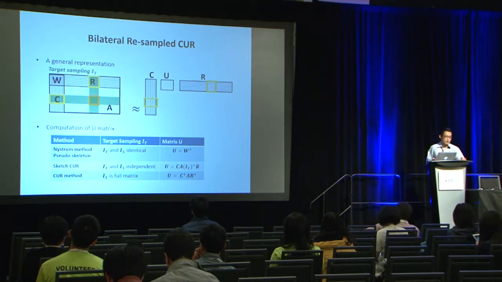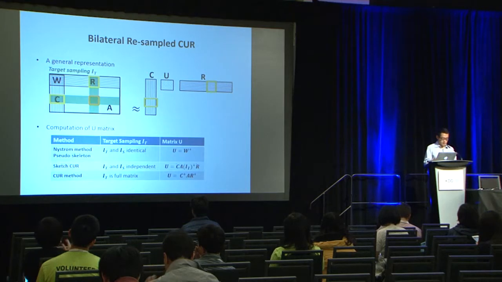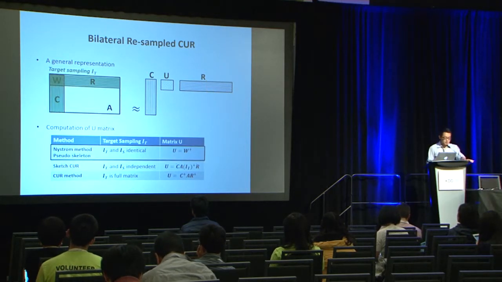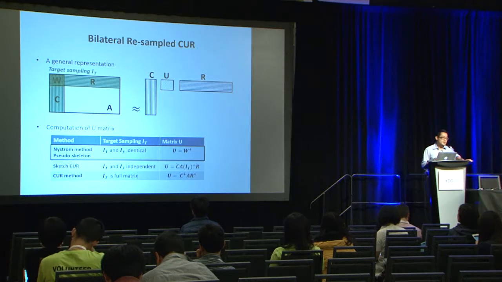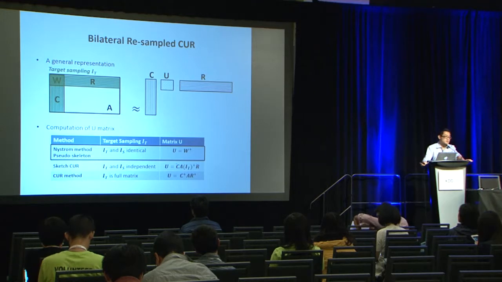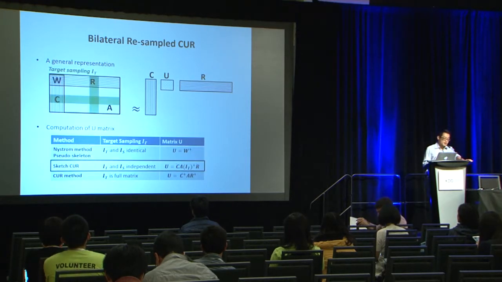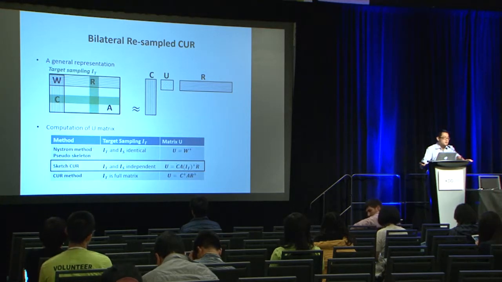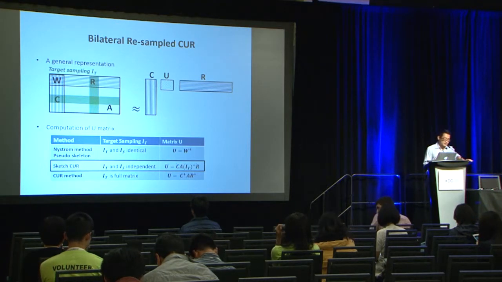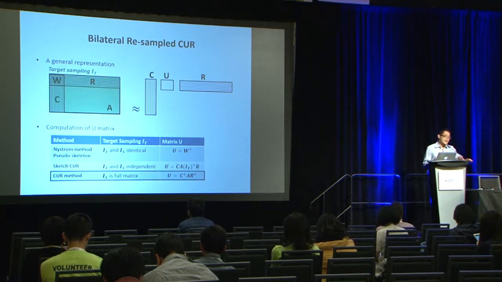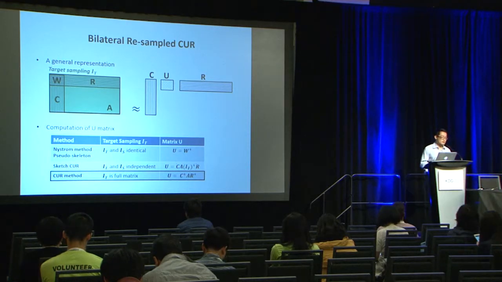Different existing algorithms can all be subsumed in this simple framework. For example, in the Nystrom method, the source and target sampling are chosen as the same. In this case, the intersection U is simply the inverse of W. In the sketch CUR proposed recently, the target sampling is performed independently of the source sampling. And the CUR decomposition is actually very aspirational. It tries to minimize the approximation error on the entire input matrix. It's more accurate, but much more costly.